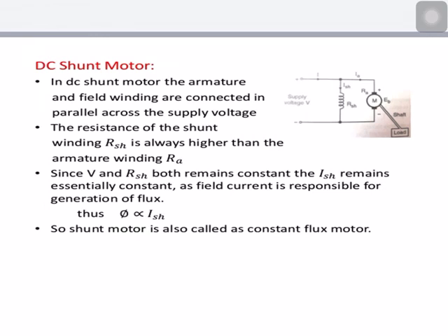So the shunt motor is also called a constant flux motor, because phi is directly proportional to ISH. If V and RSH both remain constant, ISH also remains constant, and the field current is responsible for generation of flux.